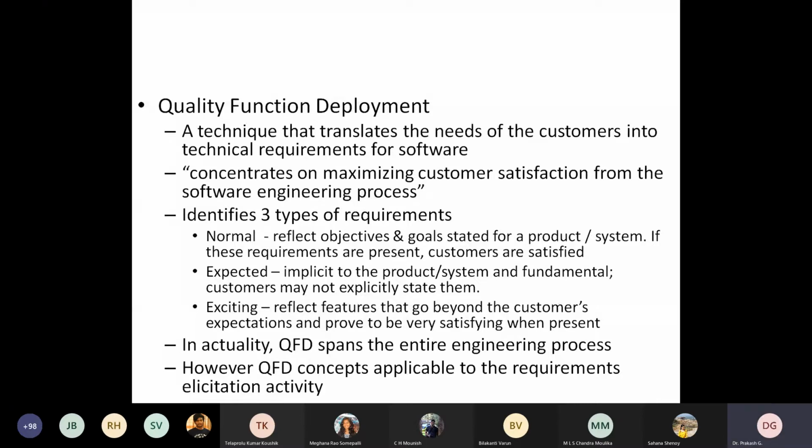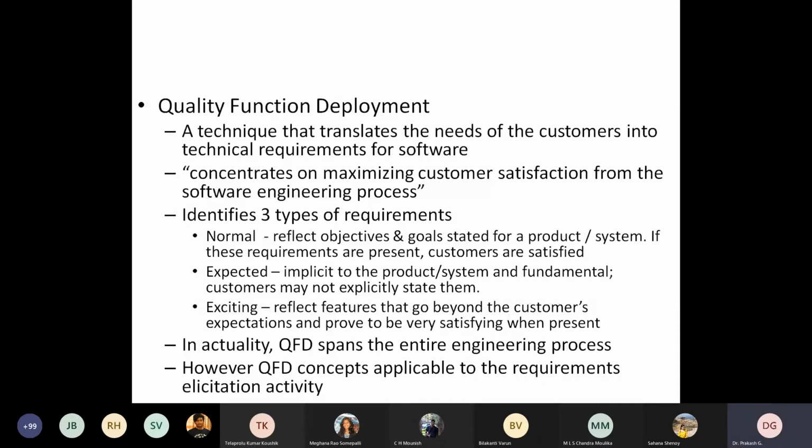So the particular customers have been attracted to Amrita because of the good placements. So this is what we are talking about, the expected requirement. Okay, then comes one more kind of requirement, which is exciting.